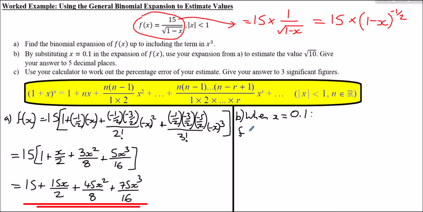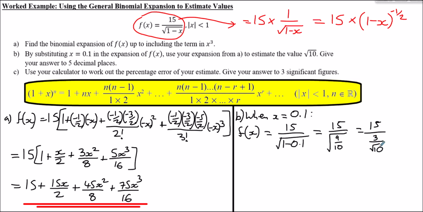Well, f(x) is going to be 15 divided by the square root of 1 minus 0.1. Now, 1 minus 0.1 is 0.9, which I'm going to think of as 9/10. So the square root of 1 minus 0.1 is the same as the square root of 9 over 10. I can square root 9, that's 3. The square root of 10, I just leave as the square root of 10. So 15 divided by 3 over root 10 would give us this.